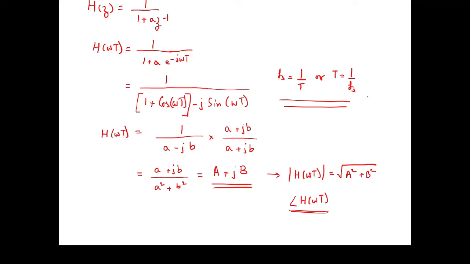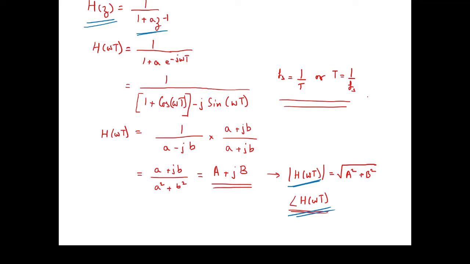How much time do we have? 15 minutes. Okay, let me cover this one, and if time remains, I can go back to the previous examples. Whenever you have H(z) in this format and are asked to find the amplitude response and the phase response, the way I told you in the last class is the basic principle, because you need to understand how the placement of the poles and the zeros affects the frequency response.